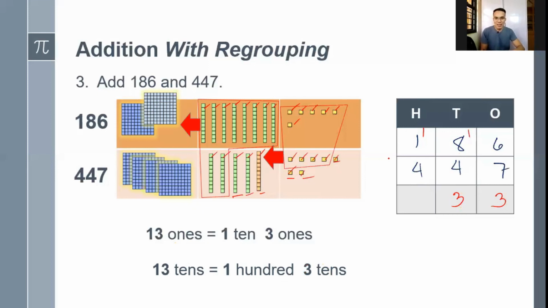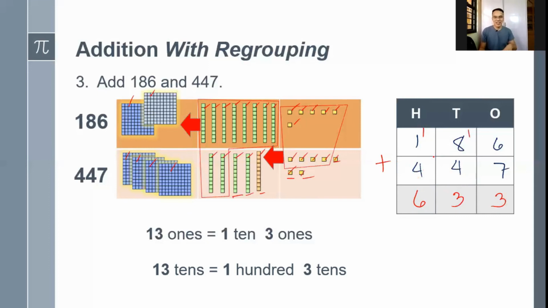And finally, let's add the numbers in the hundreds. 1 plus 4 plus 1 make what number? Let's count the number of hundreds here. 1, 2, 3, 4, 5, 6. We have here 6. 100 plus 400 plus 100 is 600s. Therefore, 186 plus 447, the answer is 633.